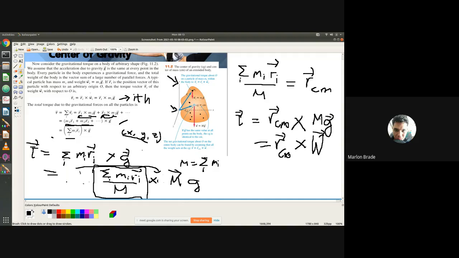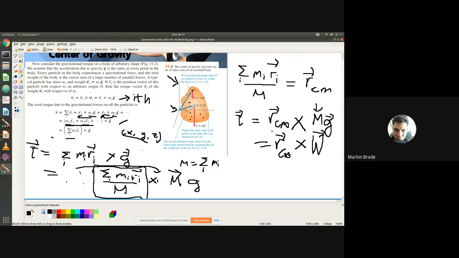So, ang hitabo, therefore, the total torque, if we assume that the acceleration due to gravity is the same at every point, then we say that the total torque, tau, is just equal to the cross product between the vector connecting the origin and the center of mass and the total weight of the body, of the extended body. So, ang hitabo, kay daghang kayong particles, but ang behavior sa torque is just the same as if nga ang total mass M sa imong body is concentrated at the center of mass.